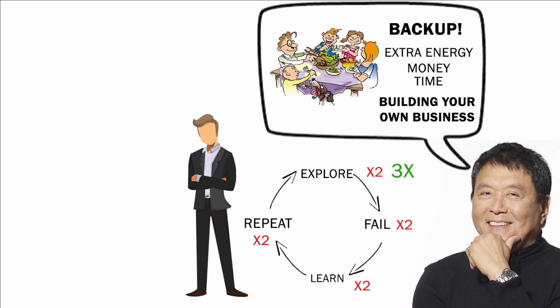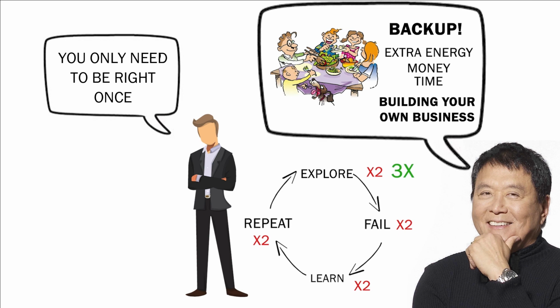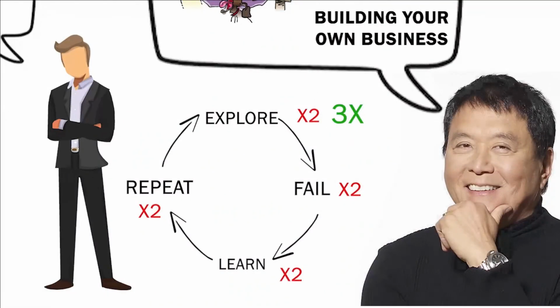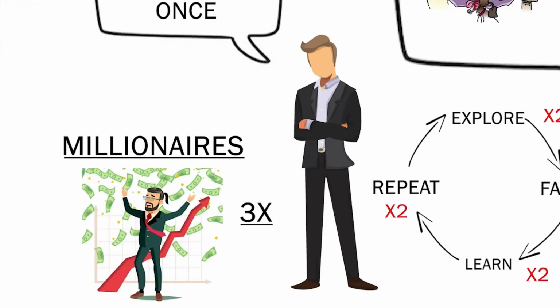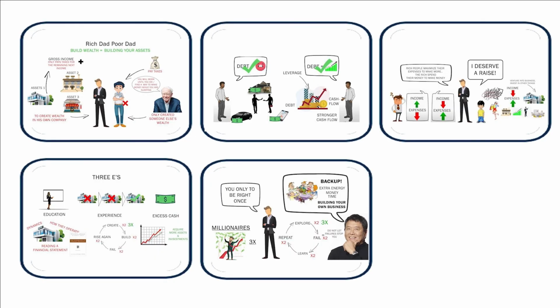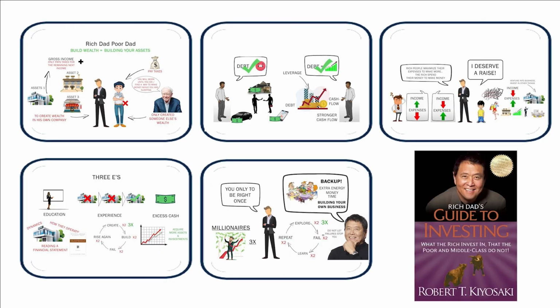As Robert's rich dad puts it, failure is part of owning a business, so you only need to be right once. So try and try again. Do not let failure stop you. Remember, most millionaires lose several times before they've made it big. So there you go. Those are the 5 lessons you can learn from Robert Kiyosaki's Rich Dad's Guide in Investing.